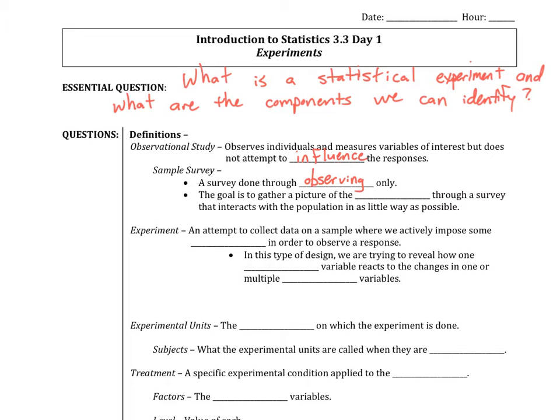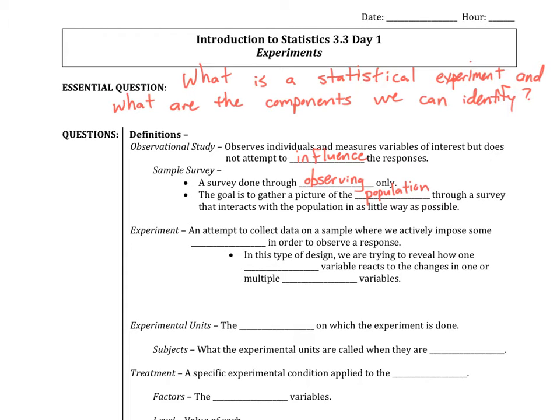The goal is to gather a picture of the population through a survey that interacts with the population in as little way as possible. So you want to see what happens without really interacting or affecting the way they behave.